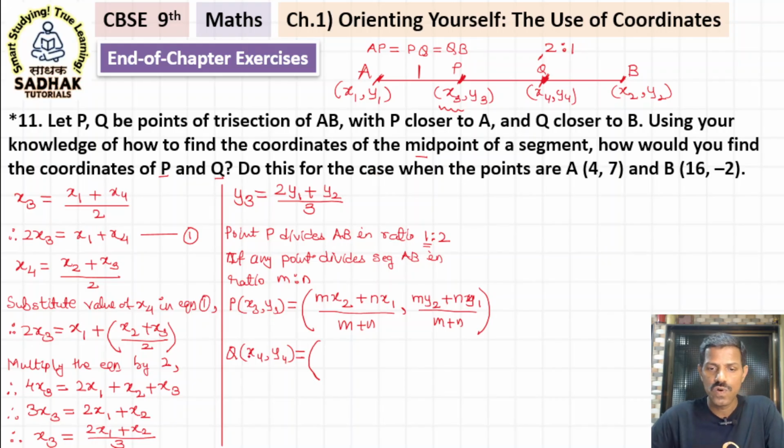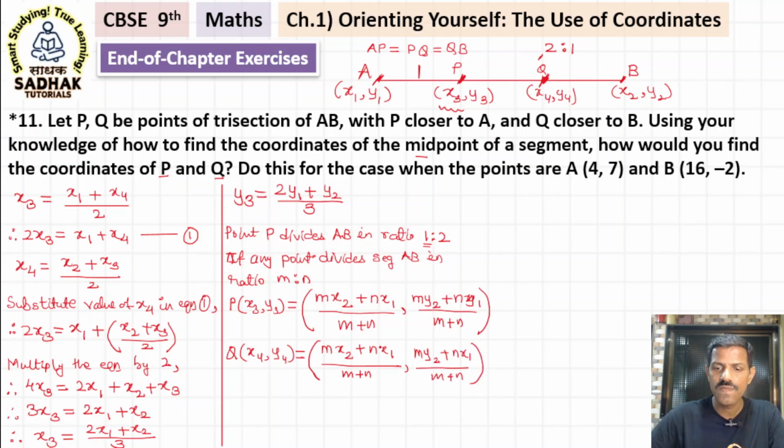So when we talk about this point Q, the same formula we can use: m multiplied by x2 plus n multiplied by x1, upon m plus n, and m multiplied by y2 plus n multiplied by y1, upon m plus n. Okay. So this formula we can use, and this formula is actually called the section formula.